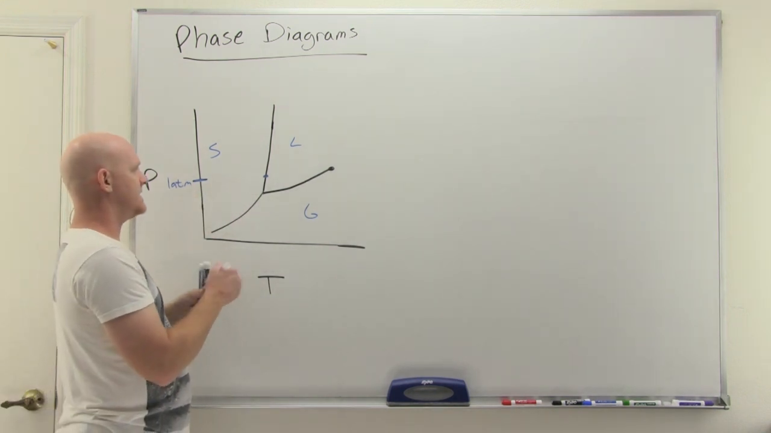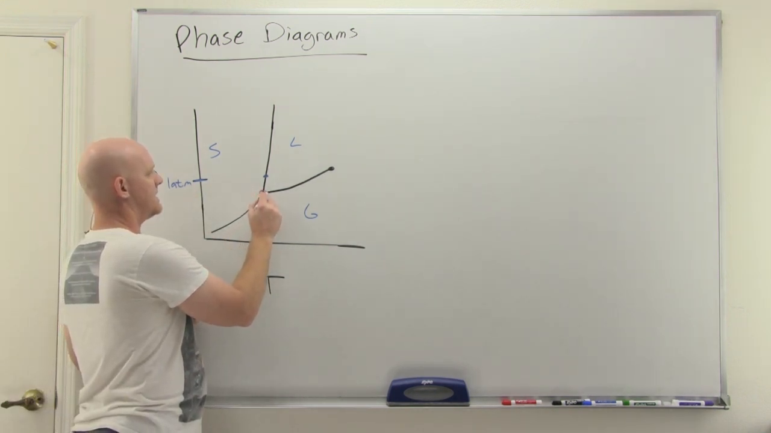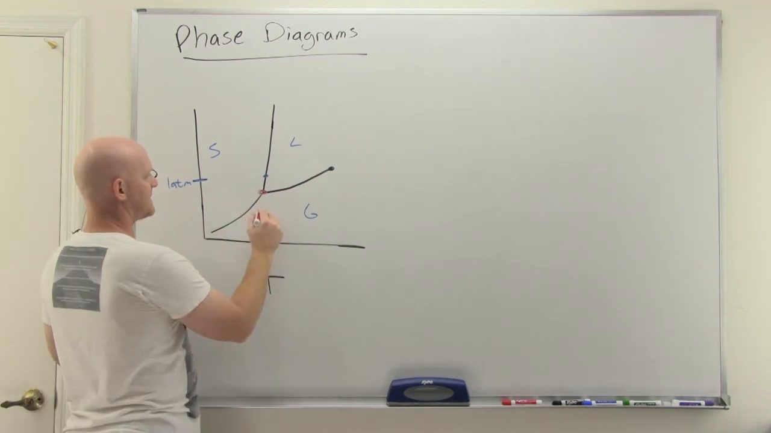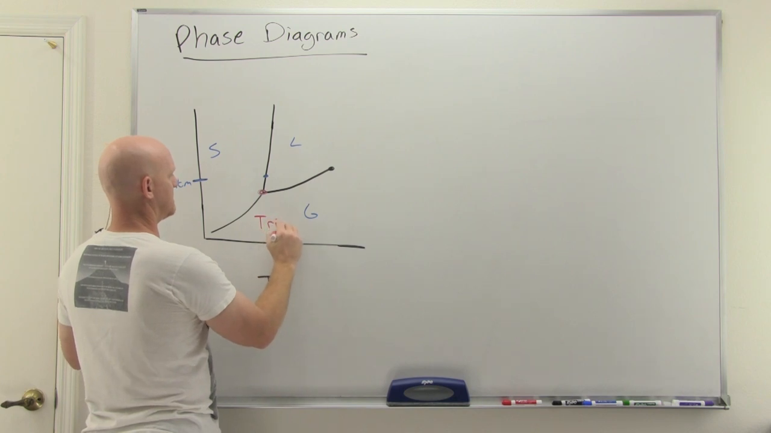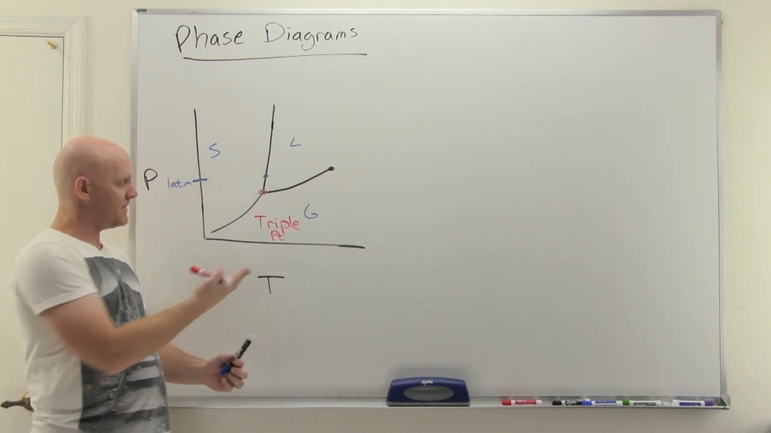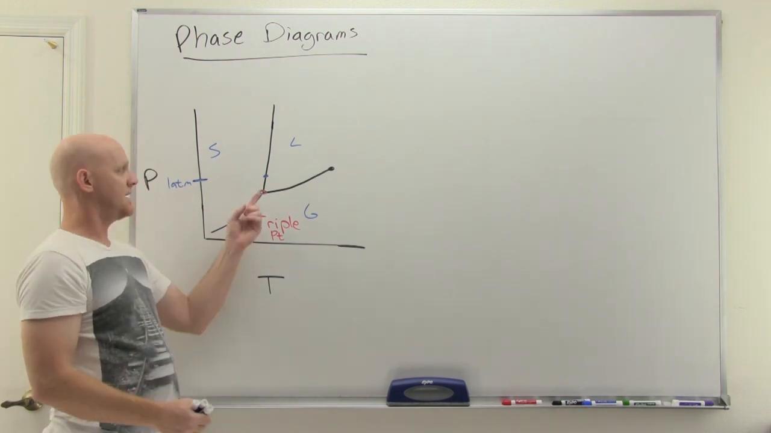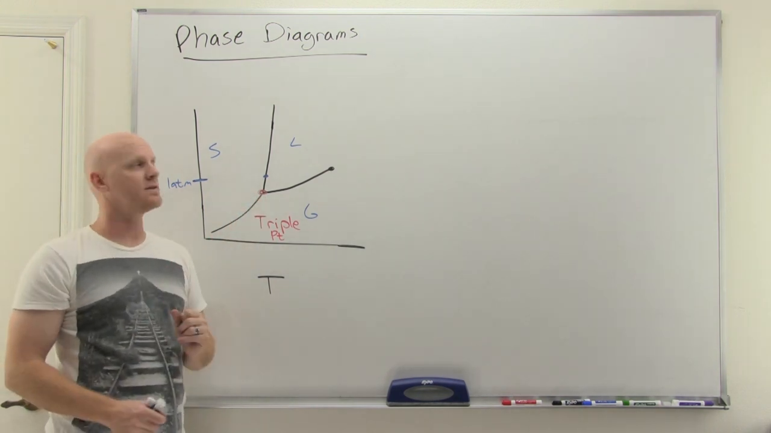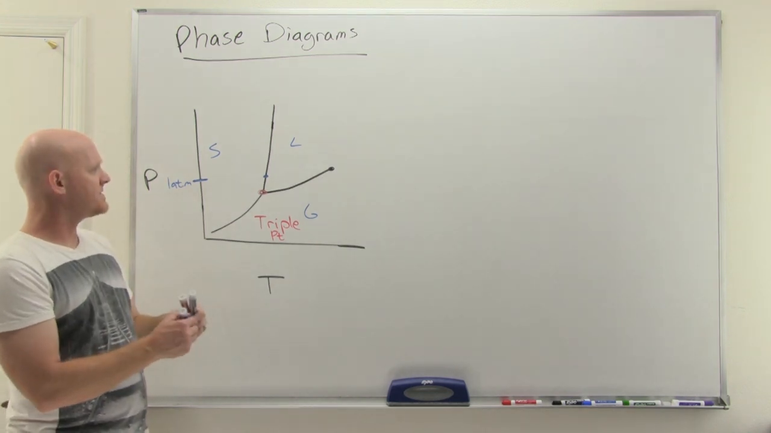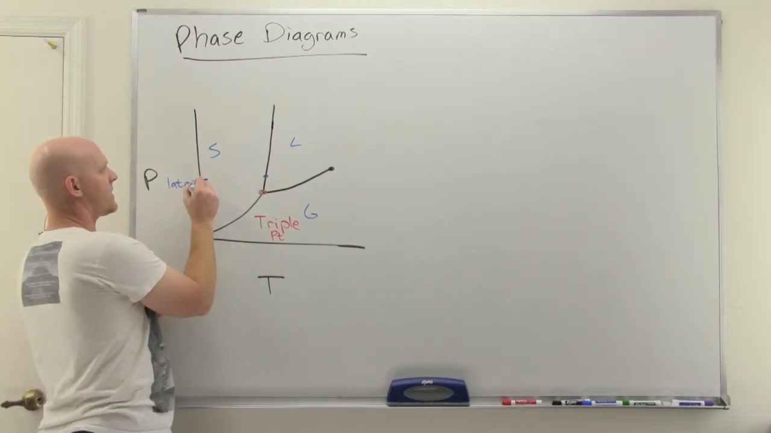And then finally, right where they all meet right here, you have all three phases in equilibrium together, and so that gets a special name, and we call it the triple point. Aptly named, because all three phases are in equilibrium at only that one point on the entire phase diagram.